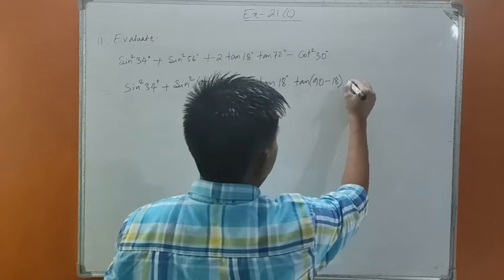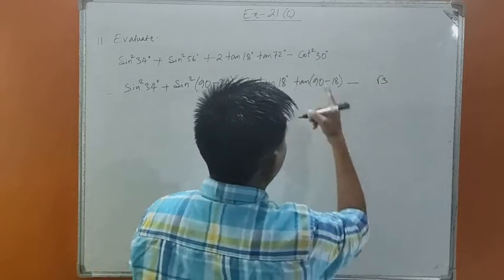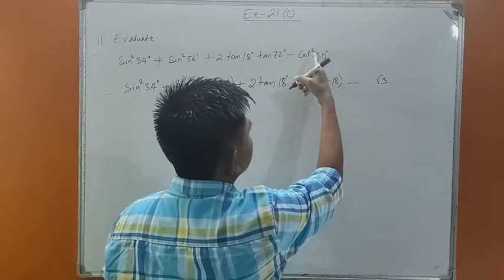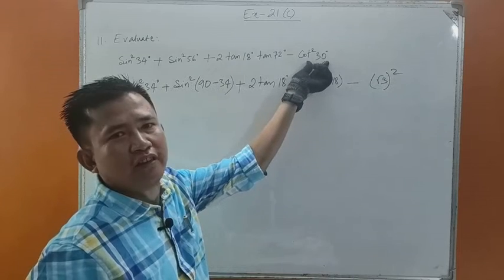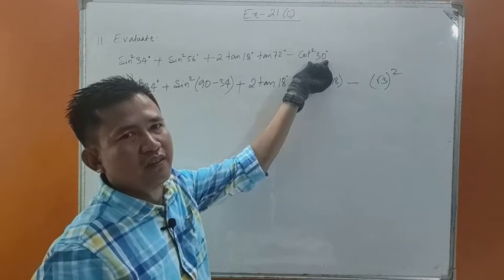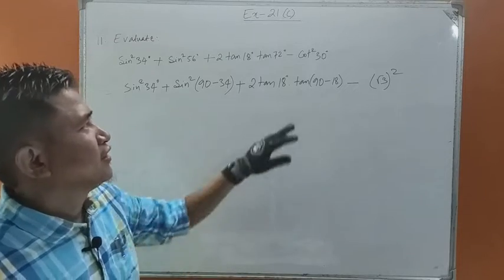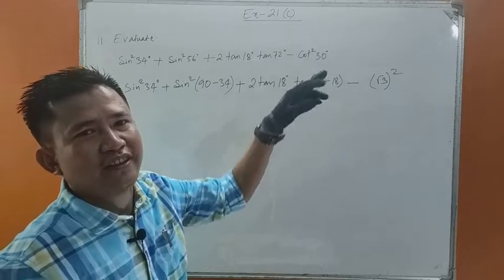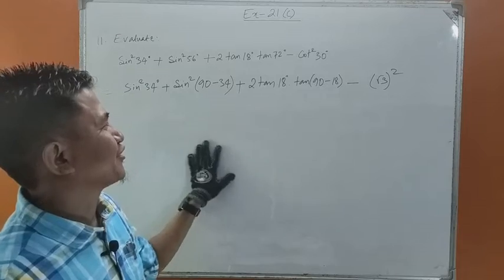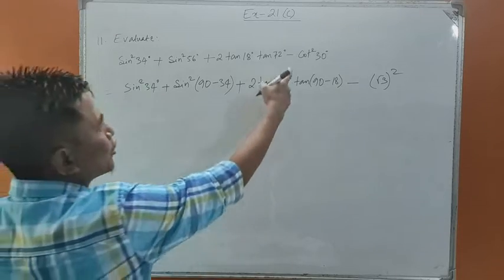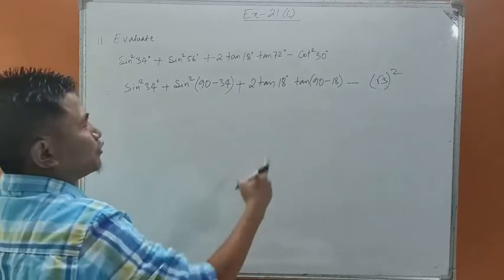Minus cot 30. The value of cot 30 degrees is root 3, and we have a square here, so we must put a square. If you do not know the values of the angles, you can check out the playlist. I have already made a separate video on how to calculate the values of different angles of trigonometrical identities. So cot 30 degree means root 3, and we have cot square, so we must square this.